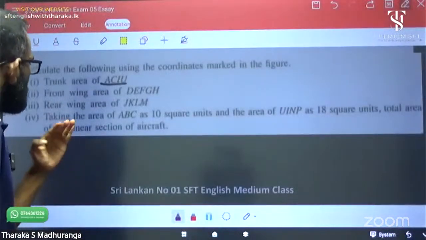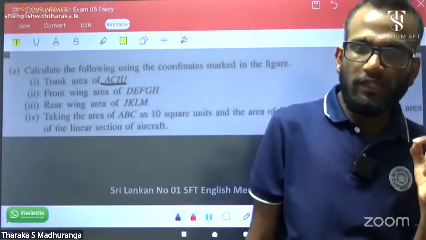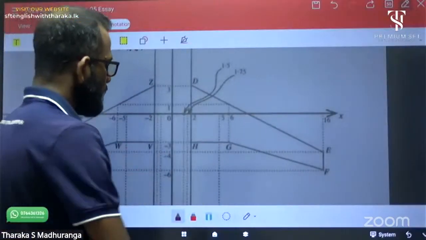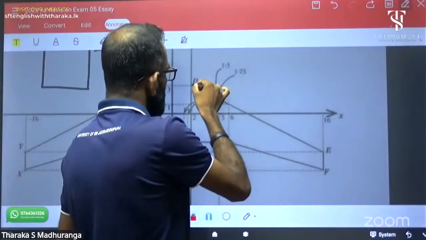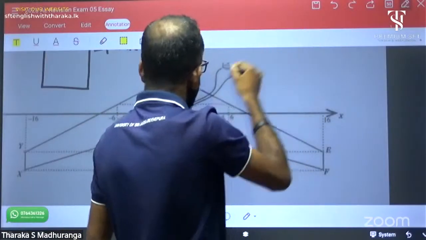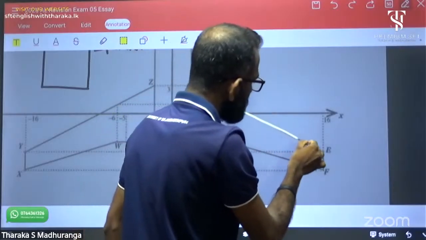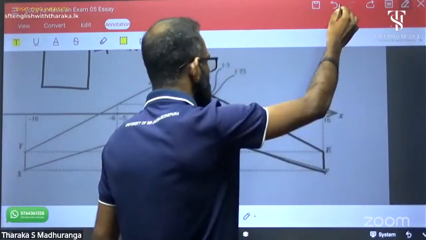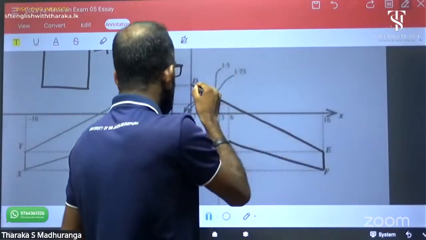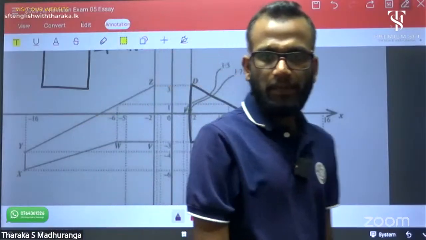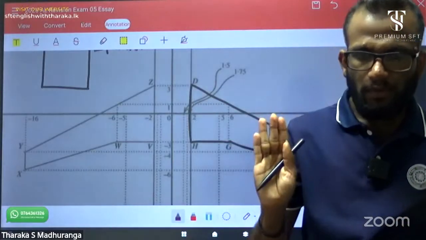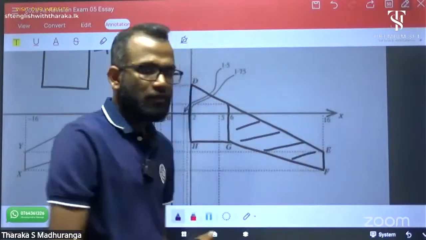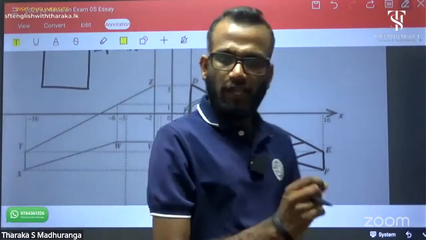Okay, question part 2. The front wing area of DEFGH. The front wing area. Okay, this is the shape. Tell me, if you take this shaded part, what is this shape's name?